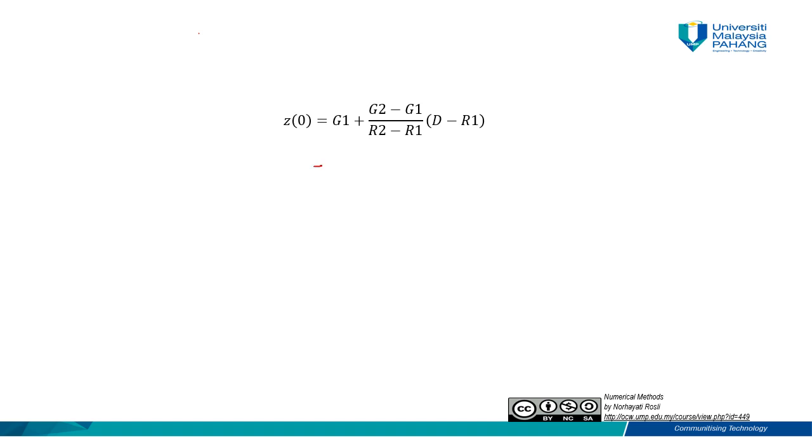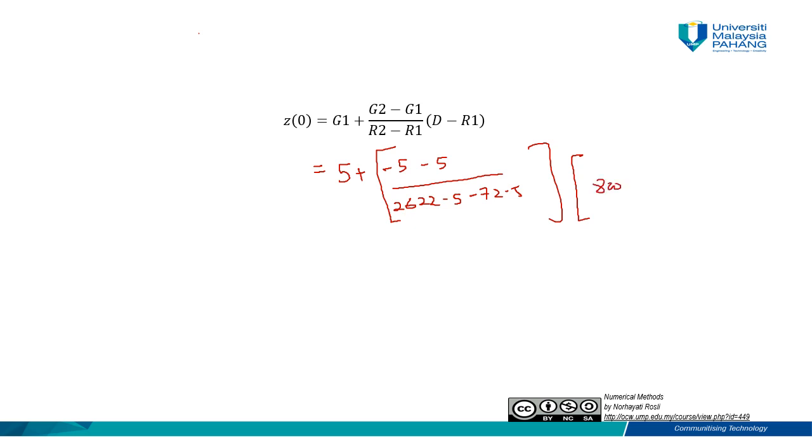We start with g is equal to 5 plus (g2 minus g1, that means minus 5) divided by (R2 minus R1, so we have 2622.5 minus 72.5) multiplied by (D minus R1, so we have 800 minus 72.5). Just by using our calculator, our new initial guess, z0, is equal to 2.1471.